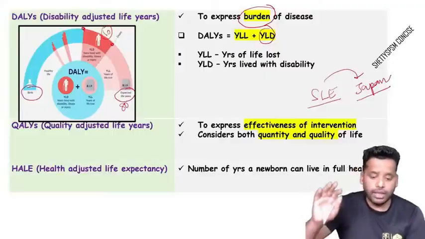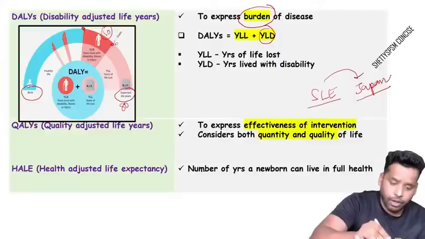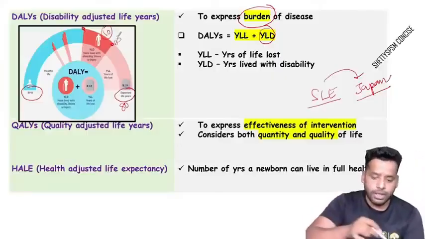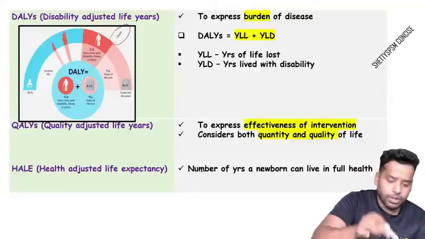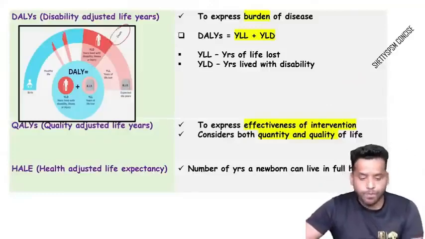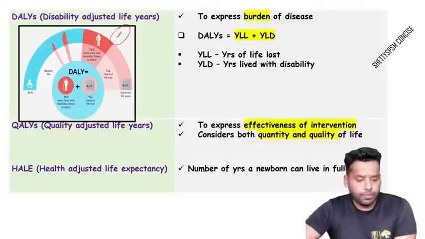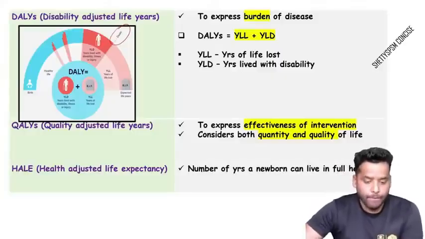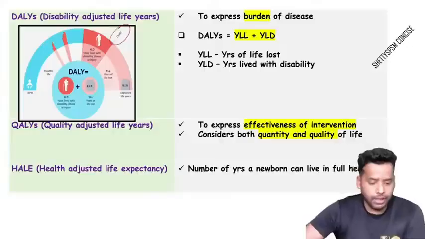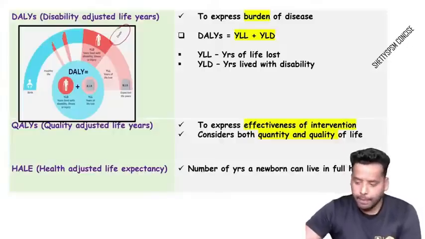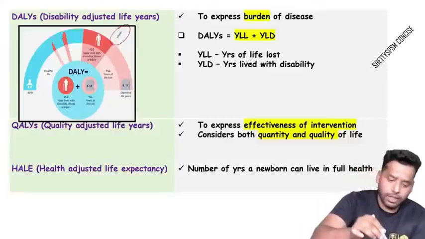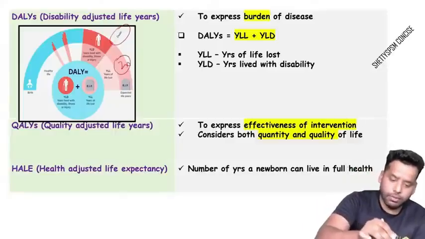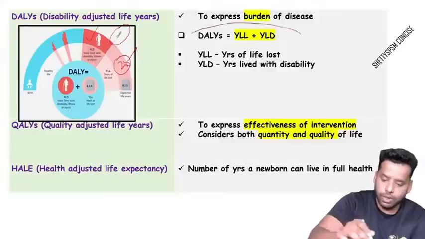Now tell me, if the death happens at 60, how many years of life lost? I develop arthritis at 50 and die at 60. If I die at 60, then 20 years of life lost. We are adding both, and that gives DALYs.